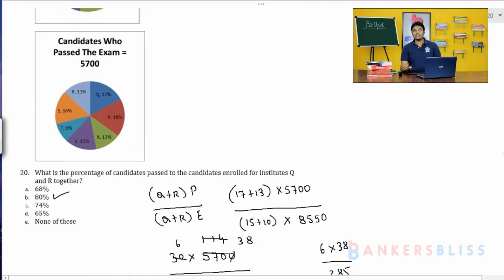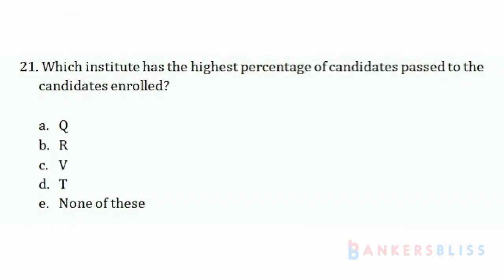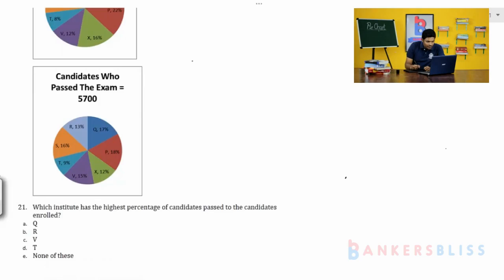Okay, let us move on to the next problem, problem number 21. See here in problem number 21, which institute has the highest percentage of candidates passed to the candidates enrolled? You have to calculate candidates passed to the candidates enrolled, and the highest percentage is for which institute? Here Q, R, V, T and none of these. So, here the none of these option also they have given.